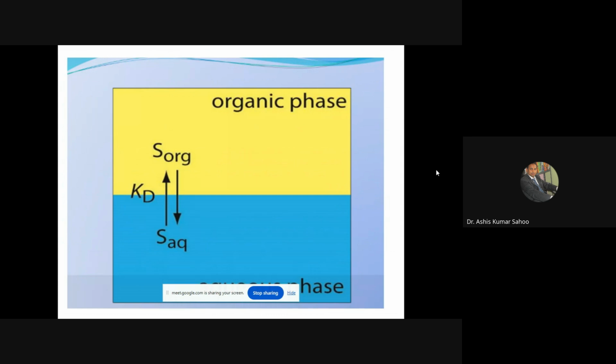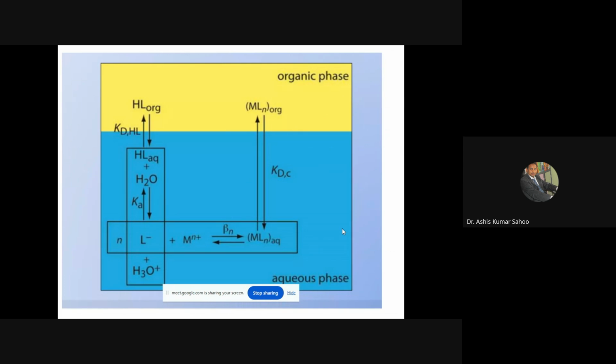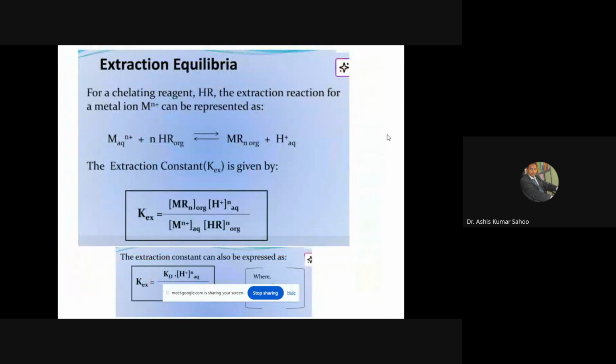Solute in the organic phase, solute in the aqueous phase. So there will be two phases in solvent extraction, and the ratio is known as the distribution coefficient. The organic liquid will be mixed with the water, and this is the mechanism of solvent extraction. These are for the physical kinetic study of extraction equilibrium, so all the extracted molecules will remain in this equilibrium.